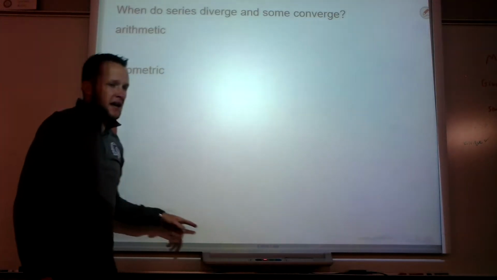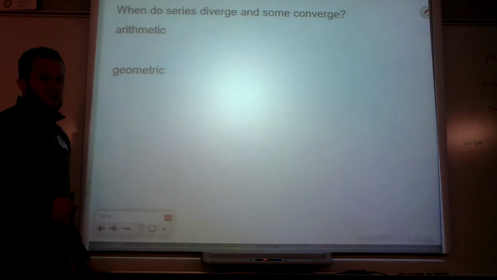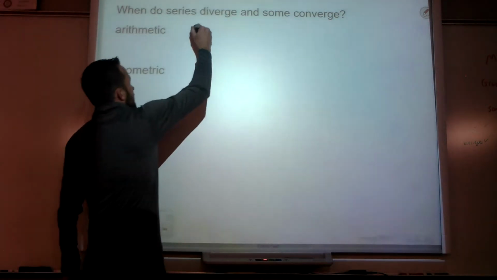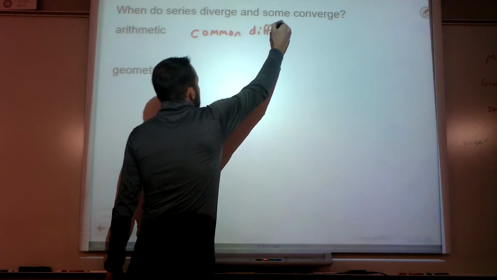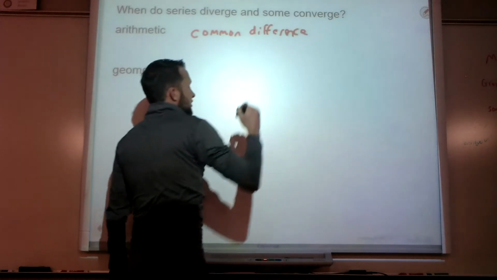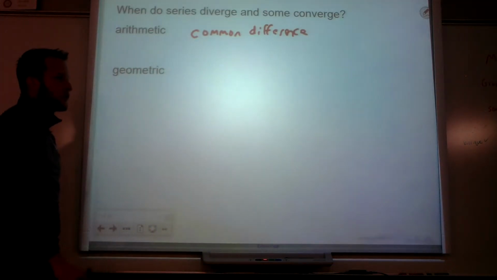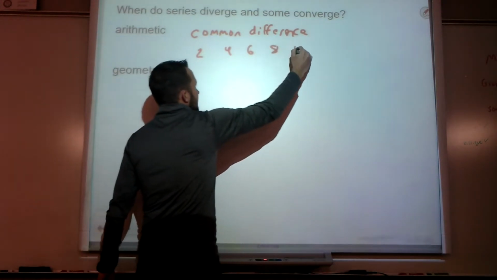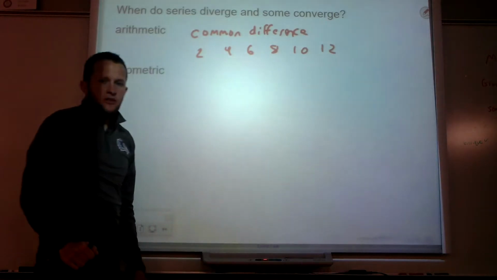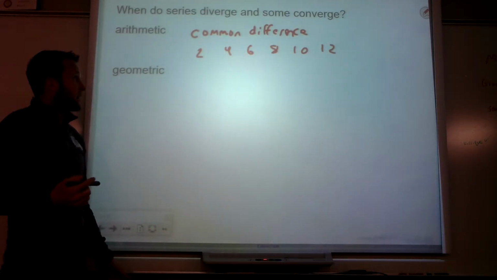Think about an arithmetic series. What makes an arithmetic series arithmetic is that it has a common difference. You're always adding or subtracting the same number. So let's start with an easy one. If I took 2, 4, 6, 8, 10, 12, that is going to be arithmetic, so I'm always adding 2.